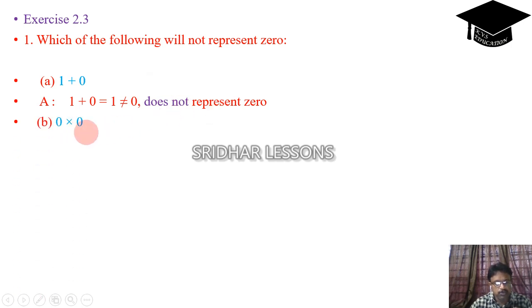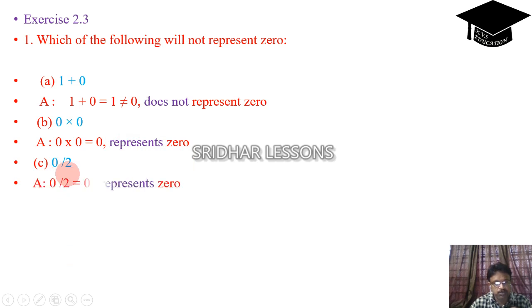0 into 0 is equal to 0. It represents 0. 0 by 2 is equal to 0. So it represents 0. 10 minus 10 by 2 is equal to 0. Okay, that means it represents 0. 10 minus 10 is 0. 0 by 2 is equal to 0.